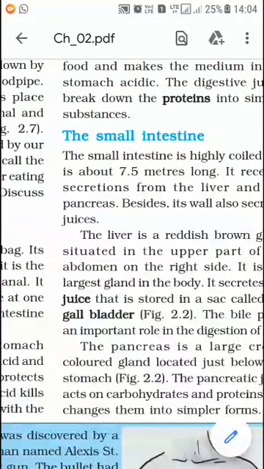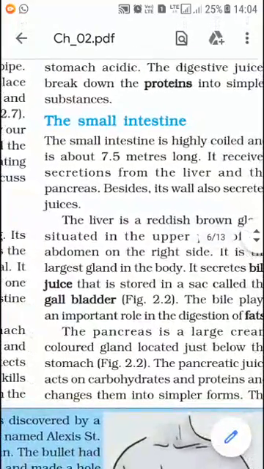In this video, we will study the remaining part of this chapter, Nutrition in Animals. The next organ of the digestive tract is the small intestine. It is highly coiled and 7.5 meters long. It receives secretions from the liver and the pancreas. These are the digestive glands. The secretions of these glands are poured into the small intestine, while the small intestine also secretes some digestive enzymes.